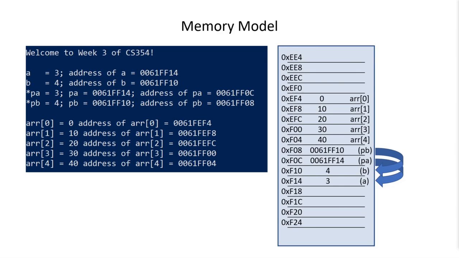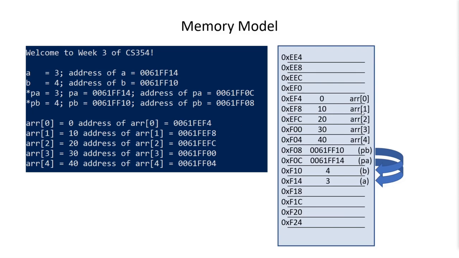So the next thing I've done is I've gone ahead and added in the array. So I can see that my array, 5 elements, numbers 0 through 40, in increments of 10, are at these addresses, starting at EF4. So at EF4, I've got the 0 right here for array element 0.